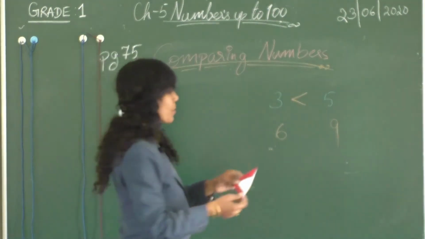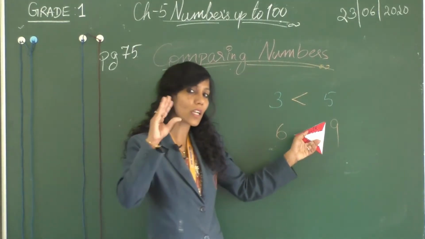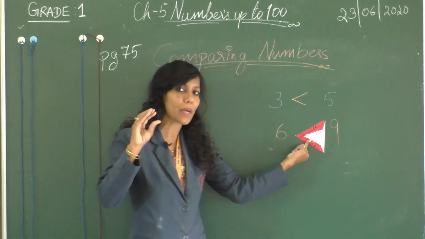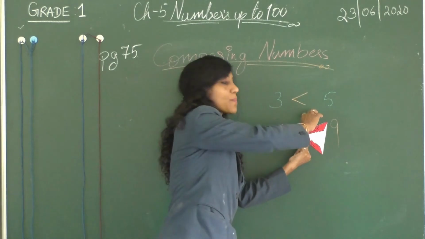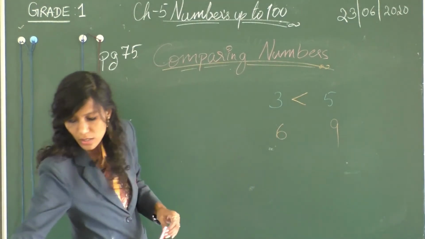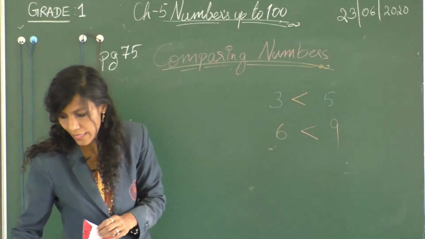So the symbol which we put again is the closed mouth of the alligator. The mouth is closed towards the first number. So we call it the smaller than symbol. So 6 is smaller than 9.